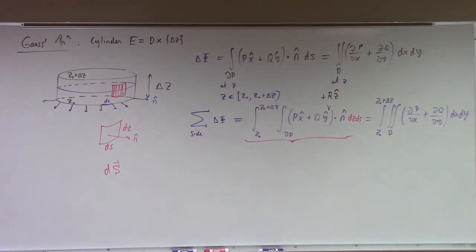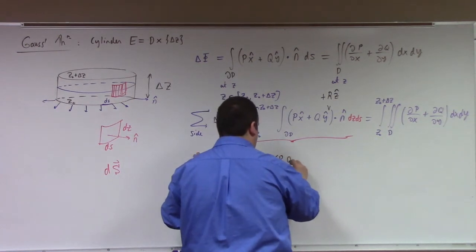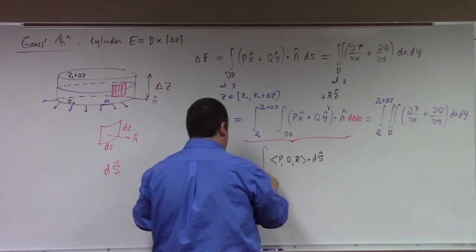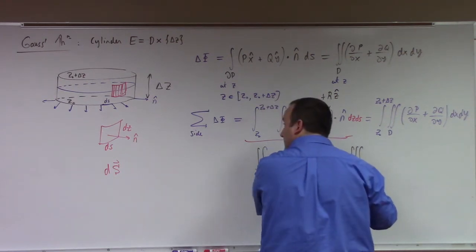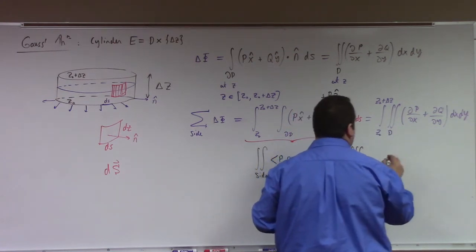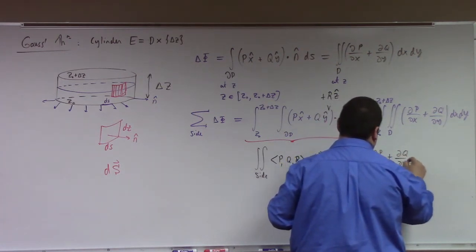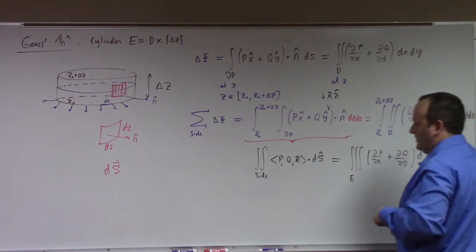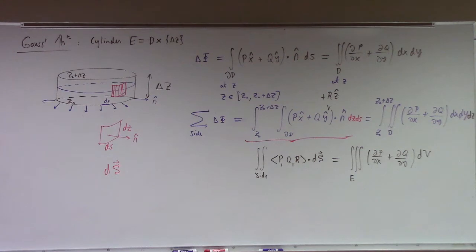It's 0 by construction. So if you look at it, what we really have here is P comma Q comma R dot dS vector, integrated over the side, is equal to the triple integral over E of what? Partial P partial X plus partial Q partial Y. Right? I forgot my dz. Oops. Now that's not quite Gauss's theorem yet.